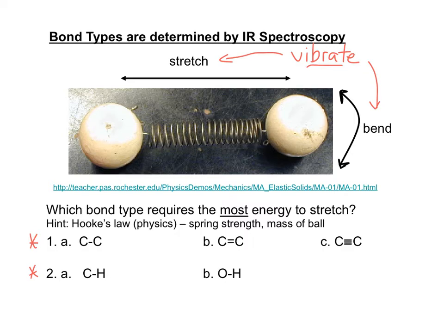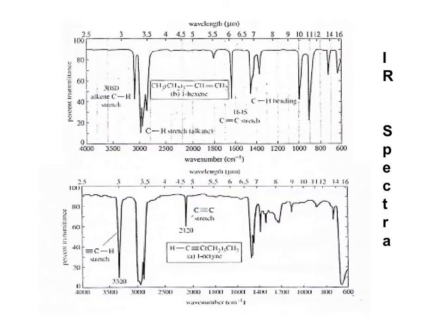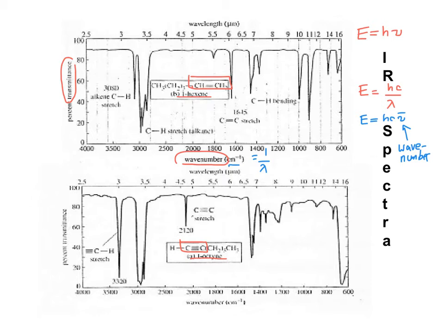And the answers are: here are the IR spectra of 1-hexene, which has a carbon-carbon double bond, and 1-octyne, which has a carbon-carbon triple bond. An IR spectrum plots transmittance on the y-axis and wave number on the x-axis. Remember these equations from our study of light. Wave number units are 1 over centimeters, which means that a wave number is 1 over the wavelength. So energy is proportional to wave numbers.